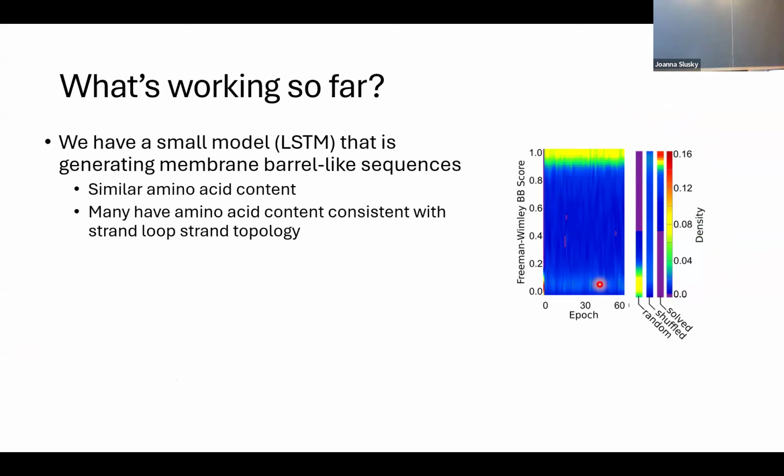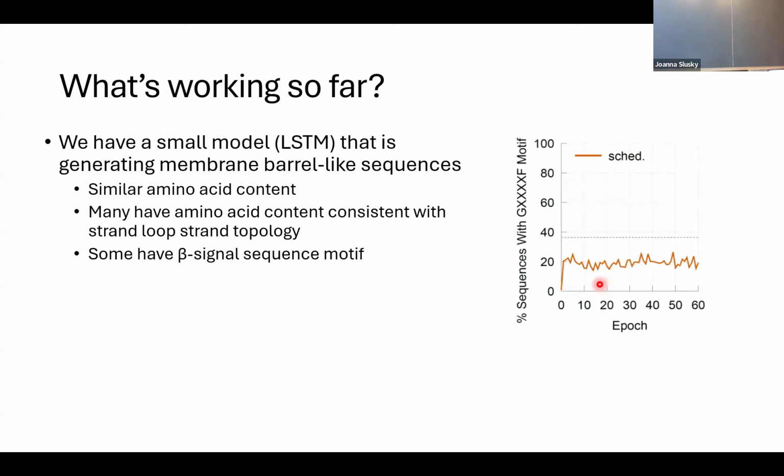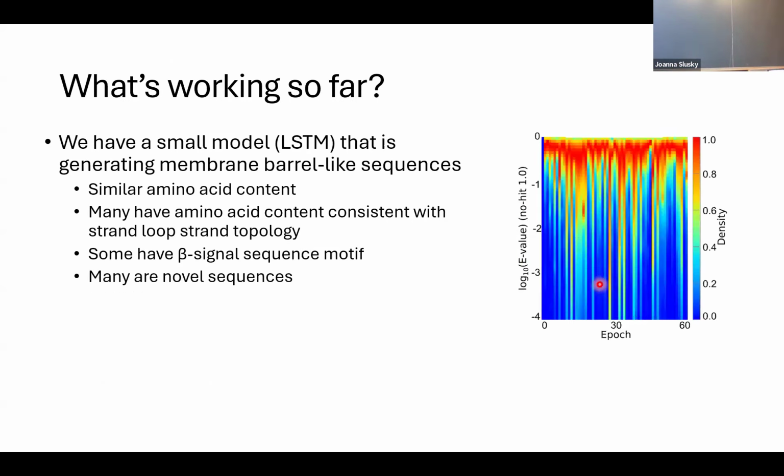Many of the things that we generate have amino acid content that's not just similar, but has a sort of topological representation where we can see hydrophobicity alternation, strand topology, etc. We do see some beta signal sequence motifs, and many of the sequences are novel.